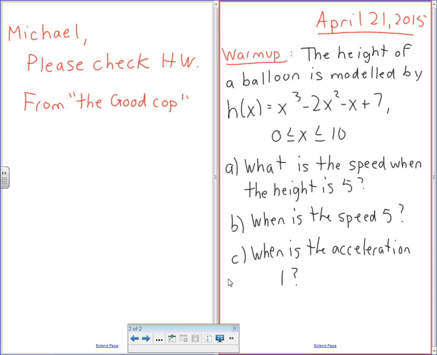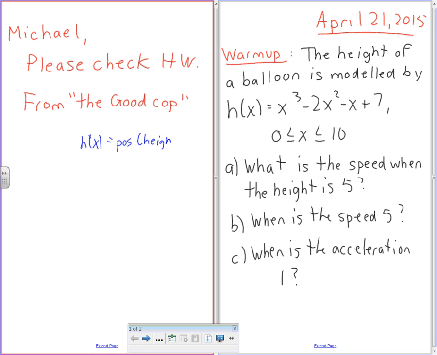Very good. Okay, so if you think of height like your position, h of x is going to be your position, which is your height. H prime of x is going to be your speed, and h double prime of x is going to be your acceleration. And if you keep that in mind, that'll help you through all these types of questions. So it says, what is the speed when the height is 5?